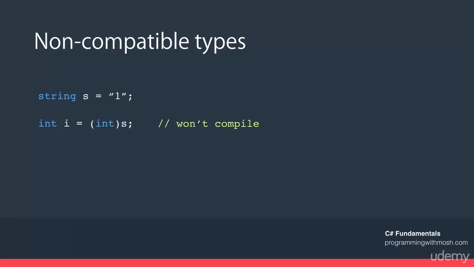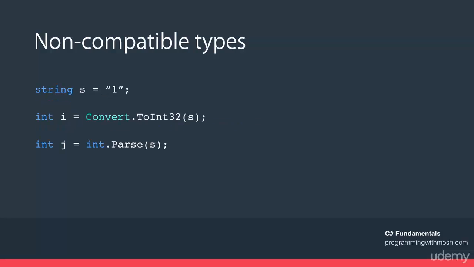Sometimes we are working with types that are not compatible, but you still need to convert them. For example, we might have a number represented as a string, as you see here, and we need to convert it to an integer. In situations like that, because string and int are not compatible, we cannot use explicit casting. So we need a different mechanism for converting a string to a number. In situations like that, we need to use the convert class or use the parse method.